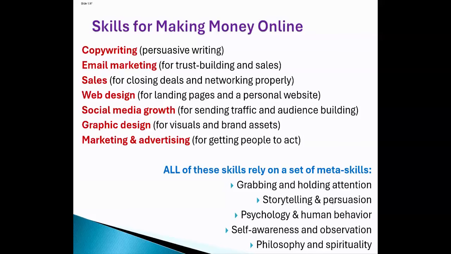Okay, what are these skills? Holding and grabbing attention, storytelling, persuasion, psychology and human behavior, self-awareness and observation, philosophy, spirituality. If you can tap into these, then you can make much more money. Because this is where you become really human. These cannot be easily replaced by robots and AI. So double down on these deeper skills. Understand these meta skills better than computers. That means adding your own judgment, human creativity, independent thinking.